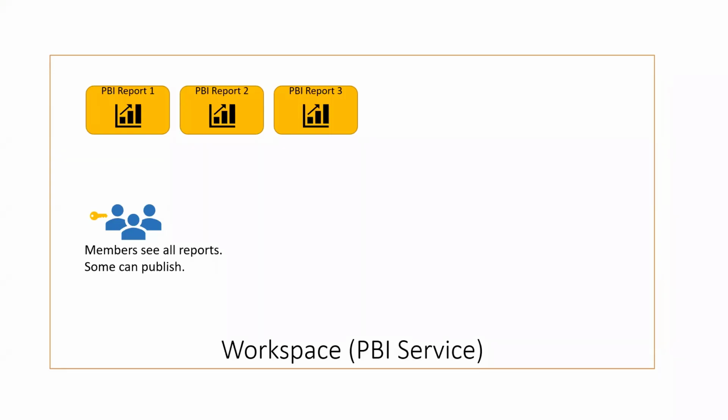So all the members can see all the reports, and we're going to talk about different levels of membership. Some members can publish, okay? Now, from this workspace, you can give certain people access to one report at a time. So you can say, I want consumers group A to see only Power BI report 3. So there's a difference between workspace members and individually sharing a report with one person or one AD group, okay? So this is the second option.